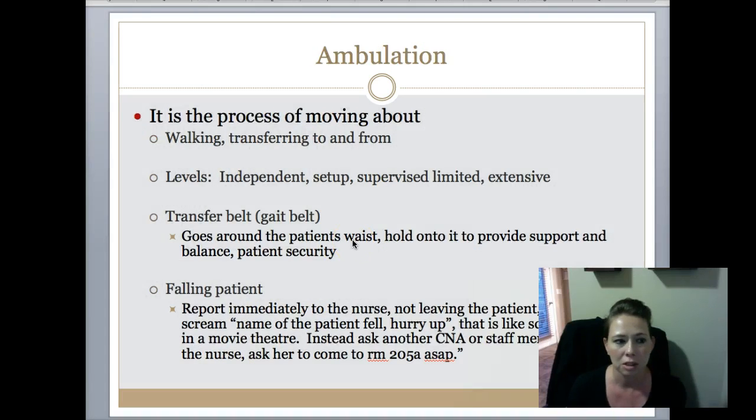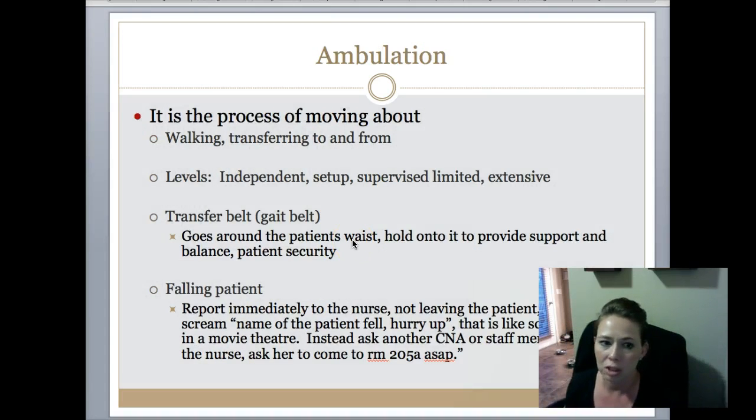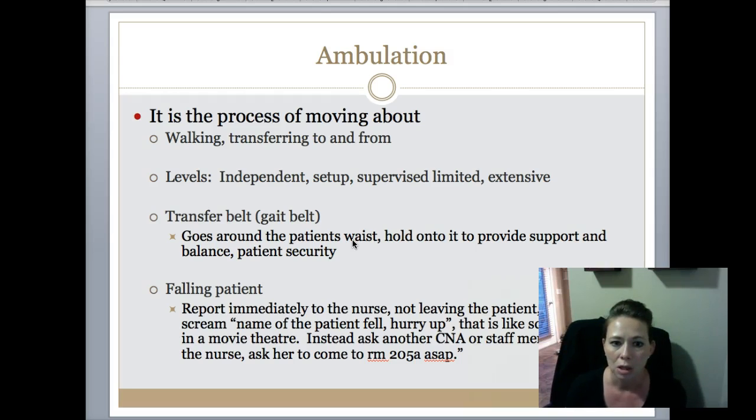So ambulation is the next one. Ambulation is just the process of moving about. So maybe you're ambulating without assistance. Maybe you need assistance. It's walking, transferring to and from a chair to a wheelchair, or even things like that. So how we get the process of moving about.